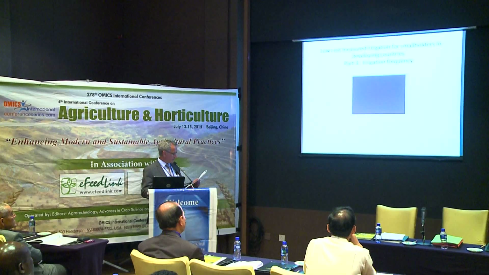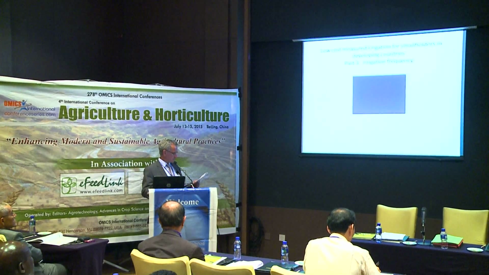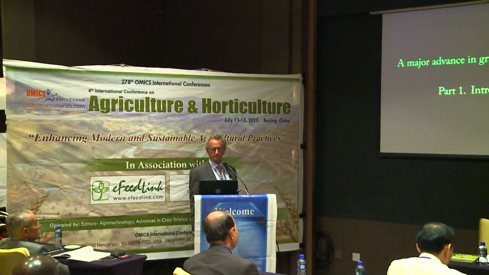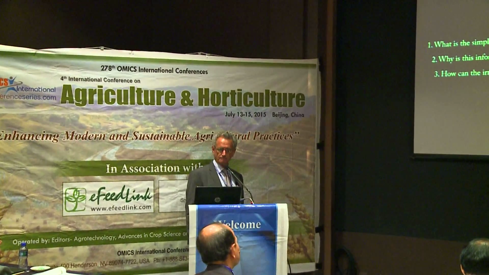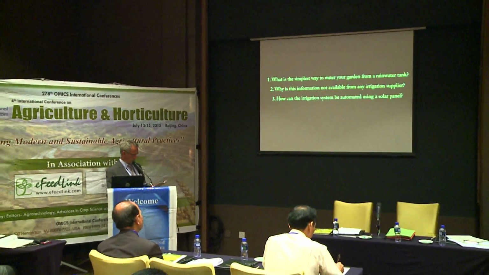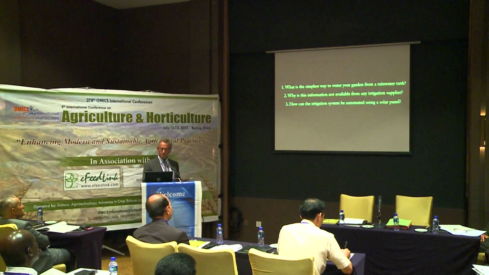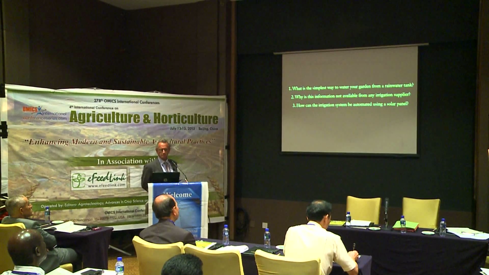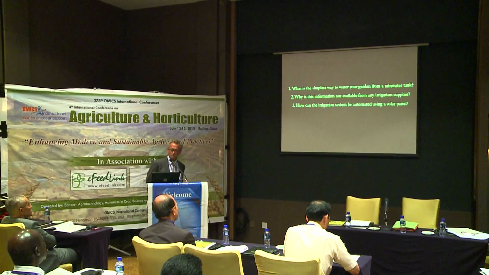I now want to move on to the next video, which is measured irrigation from a rainwater tank. Introduction. This video will answer 3 questions. What is the simplest way to water your garden from a rainwater tank? Why is this information not available from any irrigation supplier? And how can the irrigation system be automated using a solar panel?